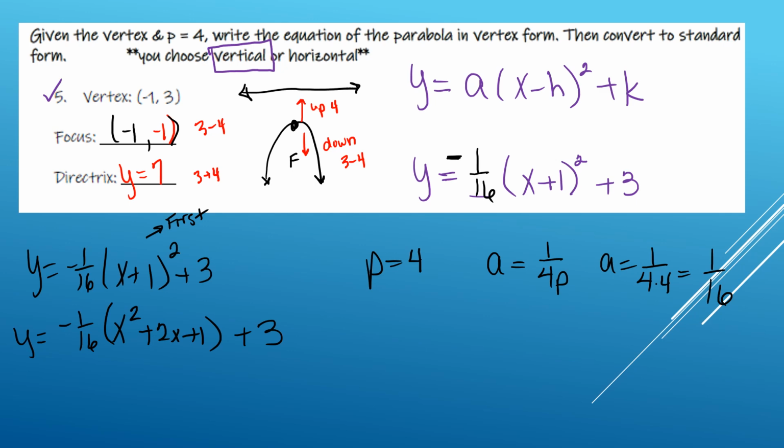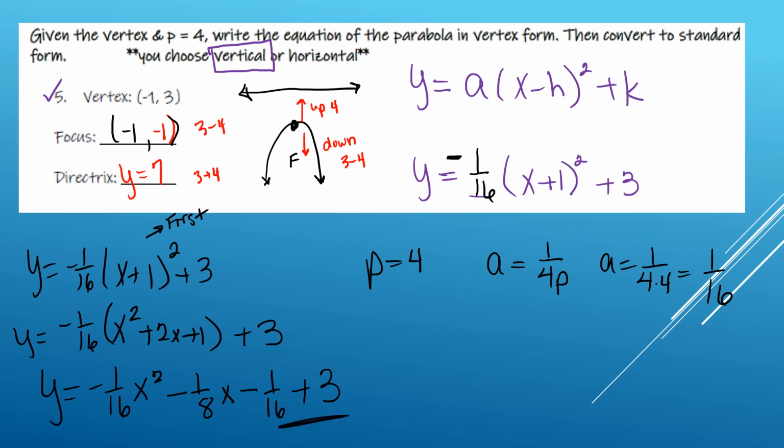I need to now distribute that leading coefficient. Y is negative 1/16 x squared. 1/16 times 2 would give me 2/16, so that's minus 1/8 x minus 1/16, and then plus 3.